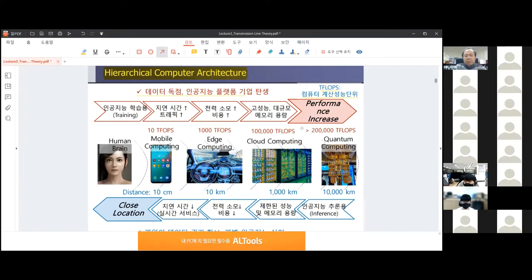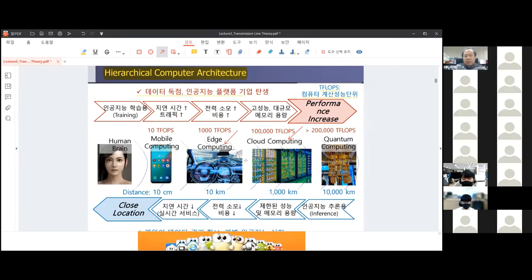Most of the computational burden is now on cloud computing. Now you can use cloud computing anytime, anywhere. Somebody is providing this computing and memory infrastructure for your services, but usually this cloud computing is located a little bit far away, like 1,000 kilometers. Because of this long distance, sometimes the response is slow, even though they have very strong computational and memory capabilities. So sometimes you want to bring those computers near yourself. That is called edge computing.